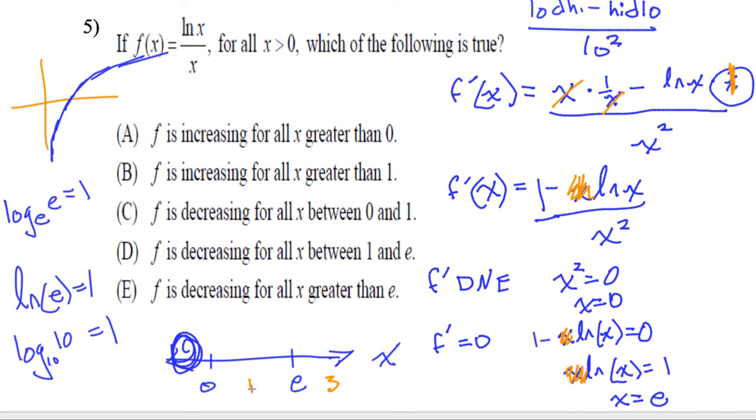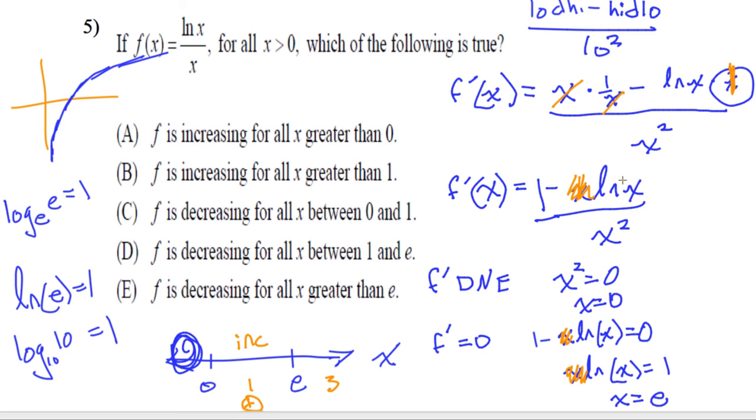When I try 1, I'm going to get natural log of 1. Natural log of 1 is a negative number. So it's going to be 1 minus a negative, which is a positive. It's going to be a positive over a positive, which is a positive. Therefore, this is increasing. When I plug in a number that's bigger than e, remember, natural log of e was 1. Natural log of a number bigger than e should be bigger than 1.